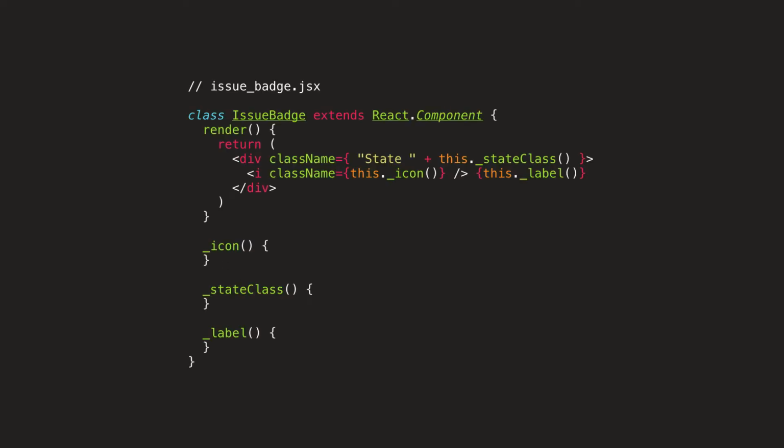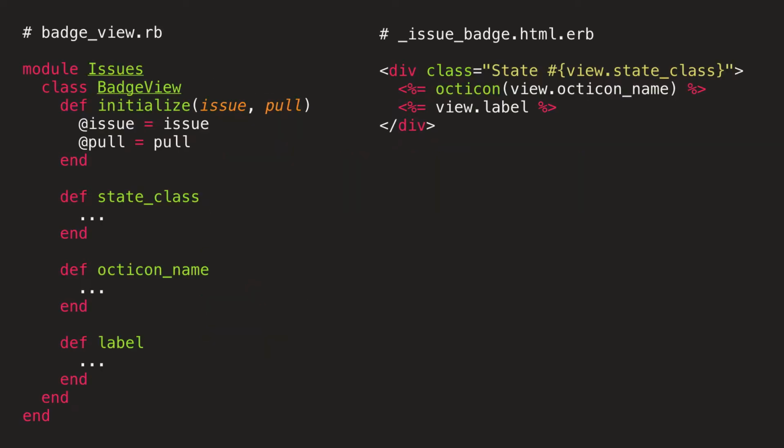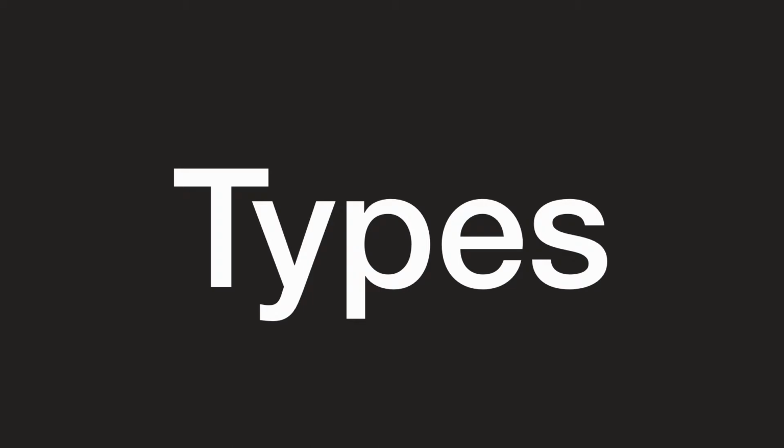Here's an example of what our issue badge might look like if it was a React component. They're pretty simple. They expose a render function that returns HTML, kind of like our definition of a view. Notice that this kind of looks like what we had in our view model example, but in a single file. But then things get a little different.